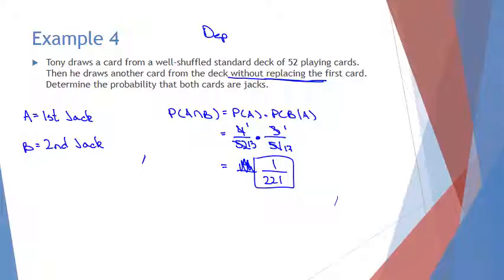And again, I'm more worried that you can do this, like the 4 over 52 times 3 over 51, than the reducing of the fraction, because the fraction, as long as you multiply it correctly, it's the correct answer no matter if it's in a reduced form or not. I want to make sure you get this logic right.